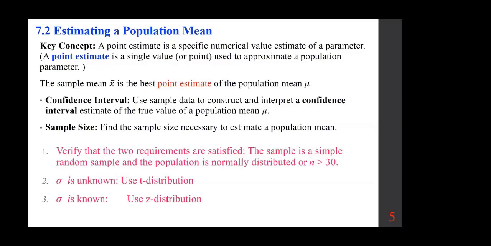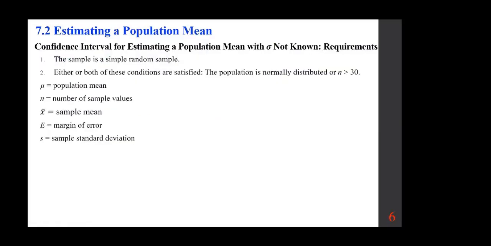As far as the requirements, the sample should be a simple random sample. Now, if the population is normally distributed, we are in good shape. If it's not, then n must be large. And as you recall, how large is large enough? If it's larger than 30. That's CLT. And so with that being the case, we're going to come up with a confidence interval for estimating a population mean when sigma is known. The requirements, again, we're going to repeat that. The sample is SRS, short for simple random sampling, and it's either normally distributed or n is large. By large, of course, we mean larger than 30.